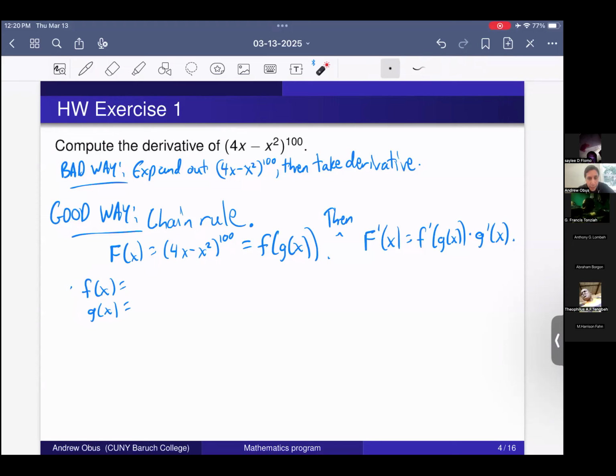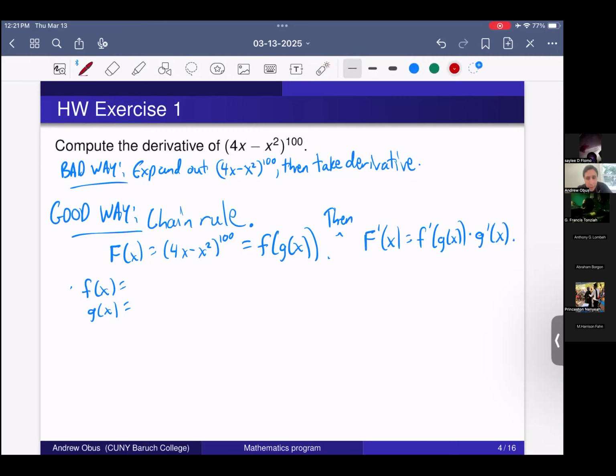So does anybody want to take a guess? What function here is acting as my f and what function here is acting as my g? Yep. Anybody?